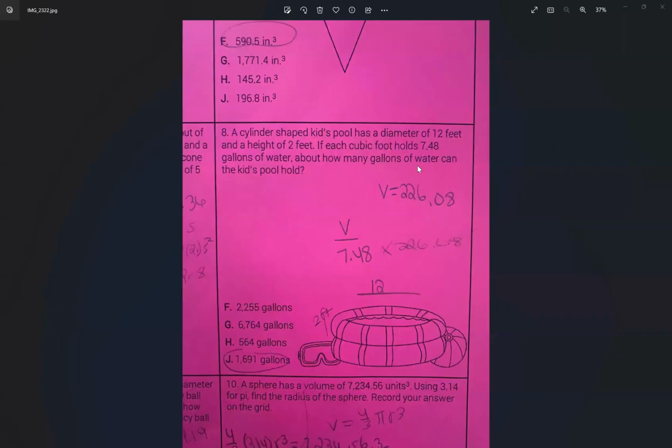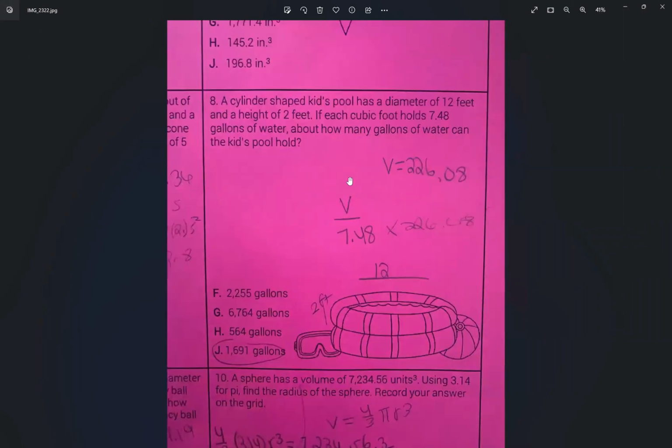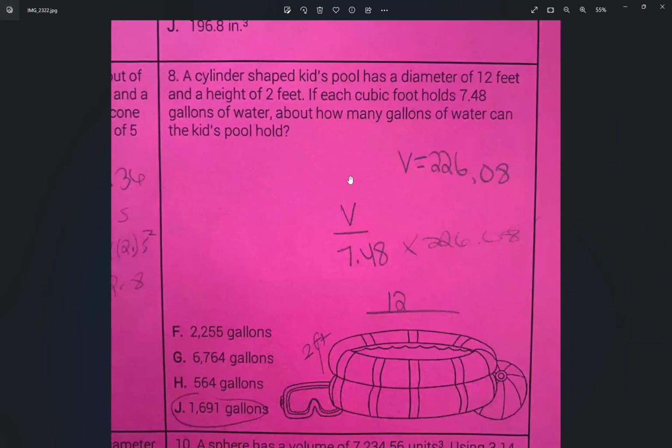Okay, let me share this. Share screen. This one, right? Yes. Okay, which one? Number 8. Yes, number 8. A cylinder-shaped kid's pool has a diameter of 12 feet and a height of 2 feet. Each cubic foot holds 7.48 gallons of water. About how many gallons of water can the kid's pool hold?